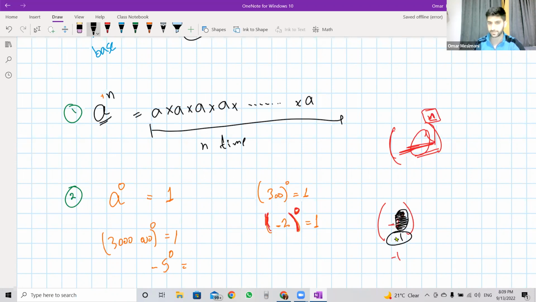But this power 0 is for which base? It's for the whole base. So all of that, you delete it and you say it's a 1. Is there anything left? No. But this power 0 here is for 5. So what is the answer right now? It is -1.